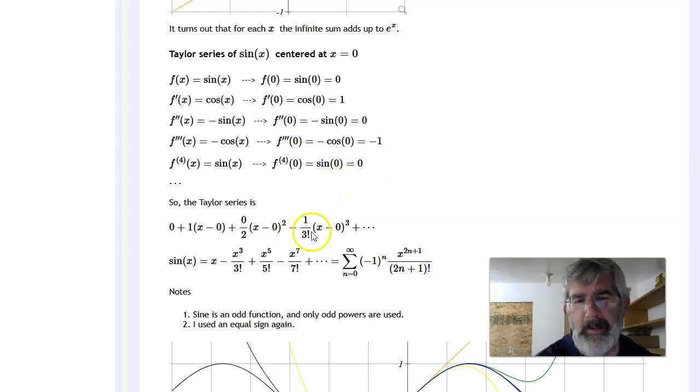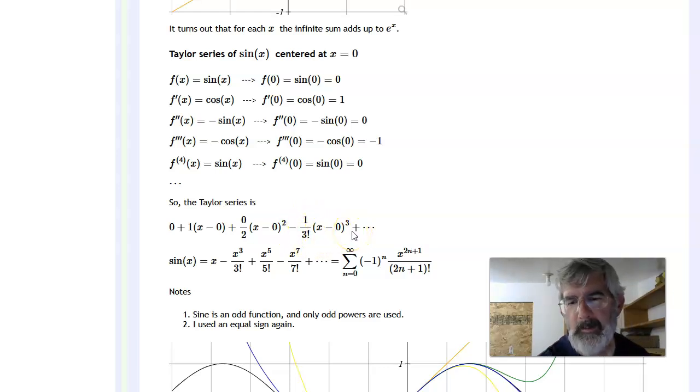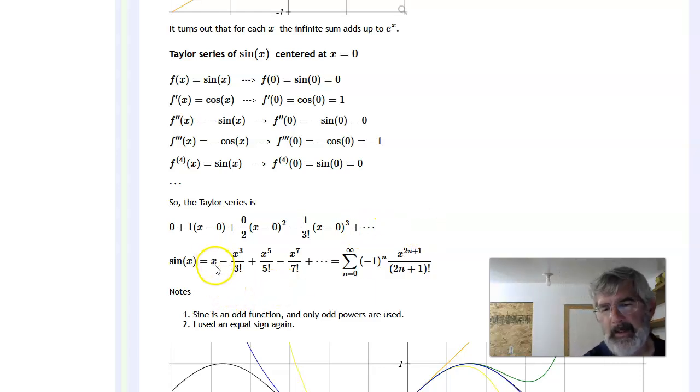So when I create the Taylor series for the sine, it starts off with the constant 0. The first derivative is 1 times x minus x0. Plus the second derivative is 0 divided by 2, x minus 0 squared, plus the third derivative is negative 1. That turns into a negative 1 over 3 factorial x minus 0 cubed, and so on. And simplifying, I get x minus x cubed over 3 factorial plus x to the 5th over 5 factorial minus x to the 7th over 7 factorial.